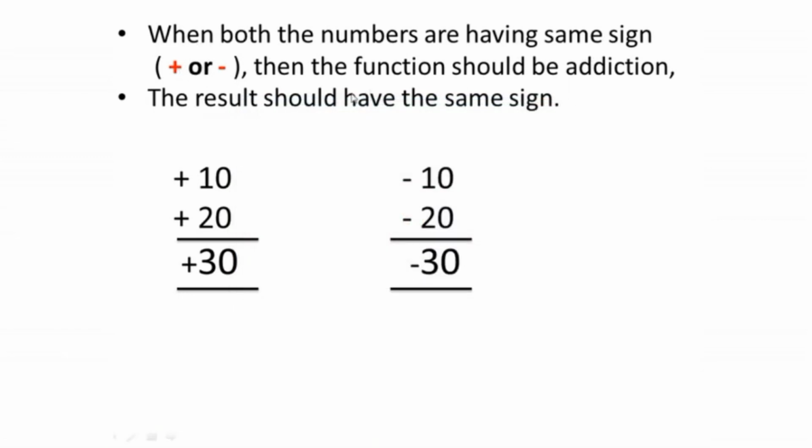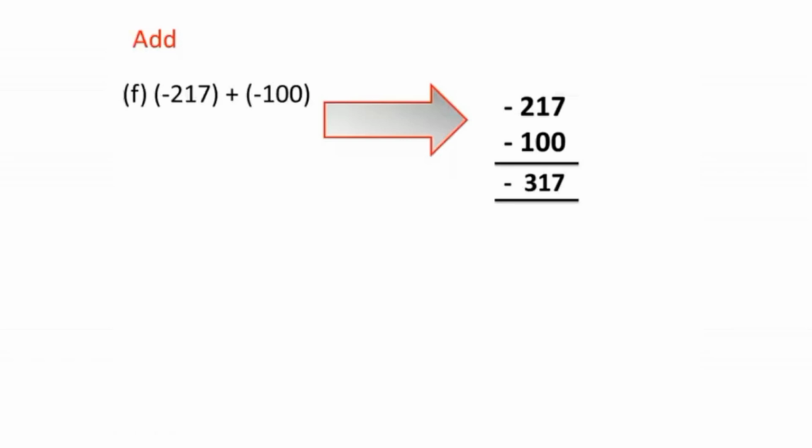Once again, I read this one. When both numbers have the same sign, plus or minus, then the function should be addition. The result should have the same sign. I hope you have understood. Let's see this one in another method. This one you have already learnt. Minus 217 minus 100, and the result is minus 317.